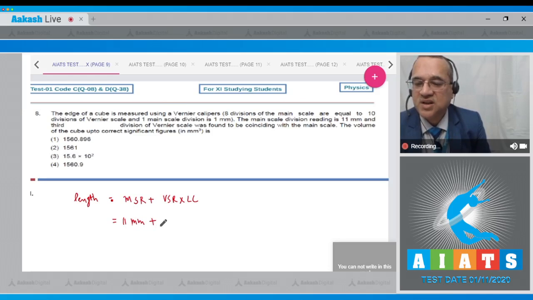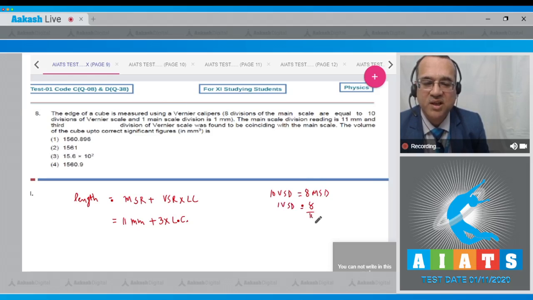And the vernier scale reading is how much? 3. And what is the least count? That you have to find out. Now, how to find the least count in this case? It's given that 10 vernier scale divisions are equal to 8 main scale divisions. Then 1 vernier scale division will be equal to 8 by 10 of a main scale division.